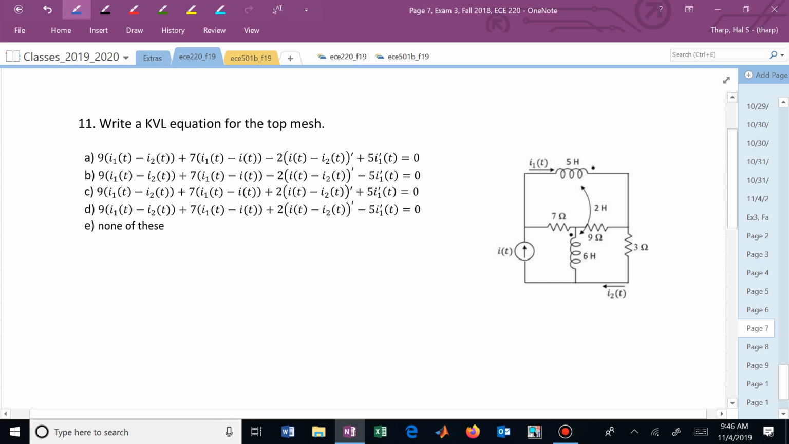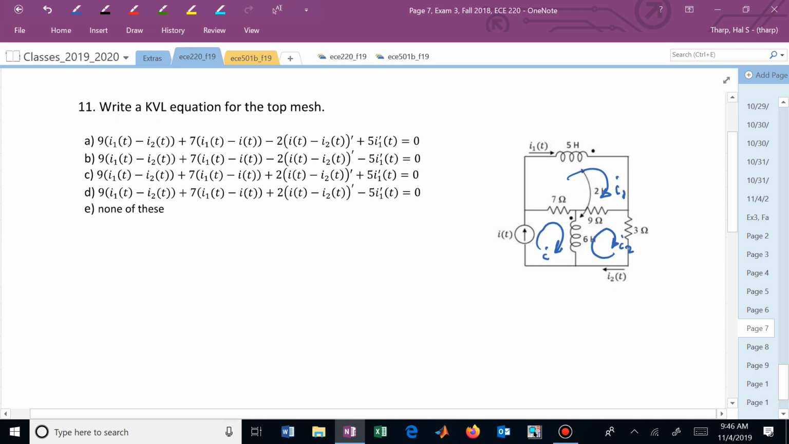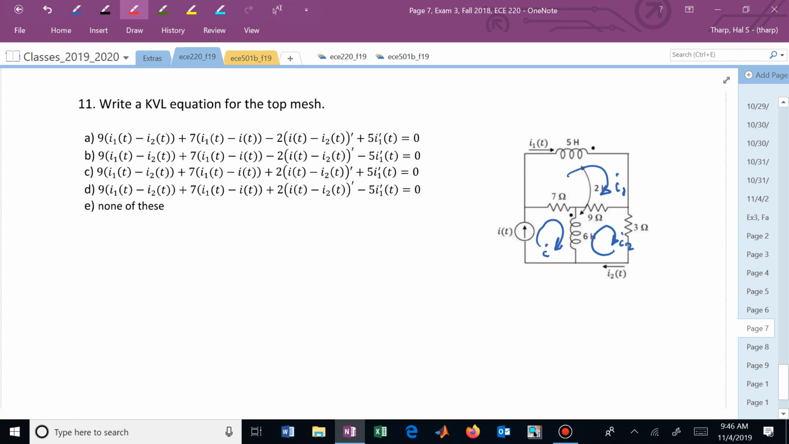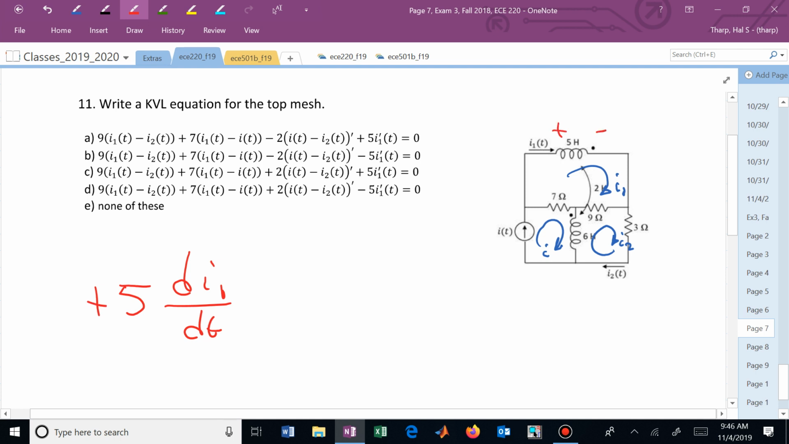We have coupling from this coil to that coil. This current is I, this current is I sub 2, and this current is I sub 1. If I'm doing the top mesh, is it clear that the self-induced voltage is 5 di1/dt with a plus sign? This is the self-induced voltage, because that's the way the current's going. Forget the dot. The dot is only an issue with the coupling, the mutual inductance.